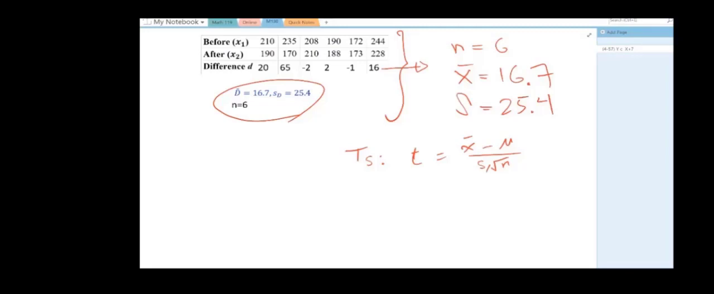So the point being is that it's ultimately the same test of hypothesis, the t-test for one sample. This mu will always come from H sub 0. For the differences, it becomes 0. Let's go to the next example.